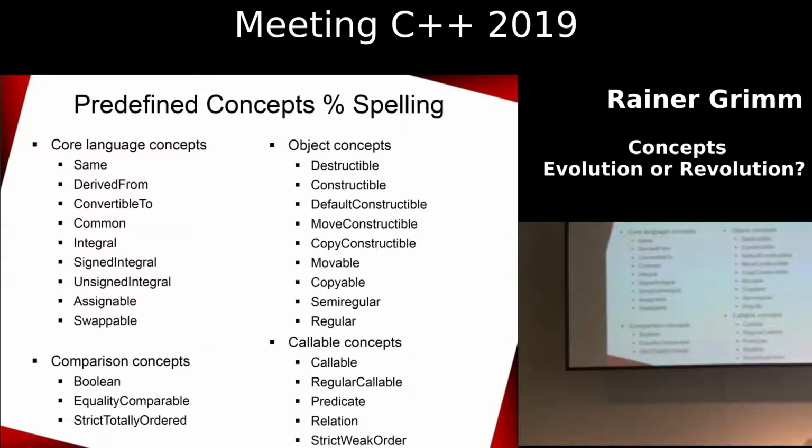We have comparison concepts, such as equality, comparable. We have these object concepts. Okay, is this type destructible, constructible, move constructible, copyable, movable? Semi-regular, regular, I will come to these concepts because I want to implement them, only to show it to you, but it would not be necessary. And of course, we have concepts such as callable, regular callable. Is this function a predicate, does it return true or false, or something like that? These are the concepts we have.